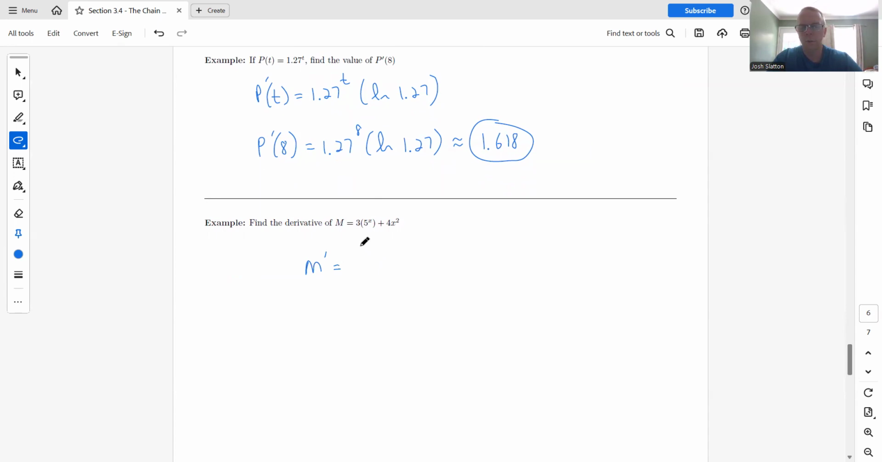Then the derivative of this one, the 3 is just a coefficient, and so it's 3 times 5 to the x, and then times ln of 5. And then, of course, the derivative of 4x squared is 8x. All right, so these are a little bit simpler than using the power rule, and some of those can get fairly complex.